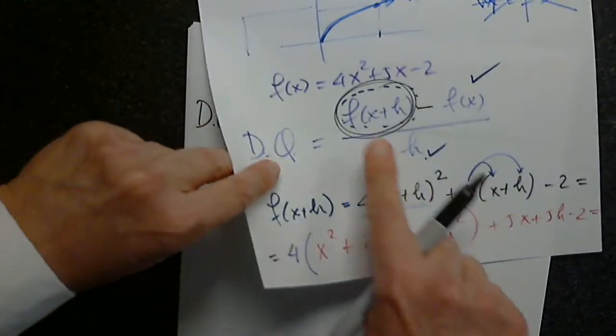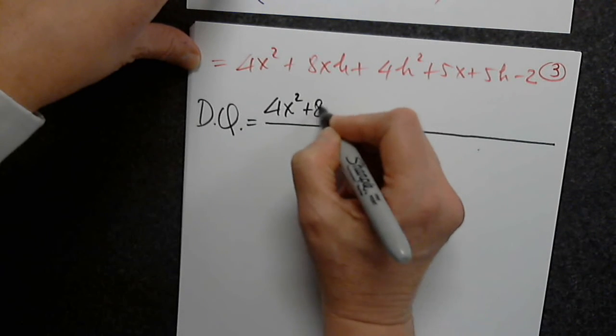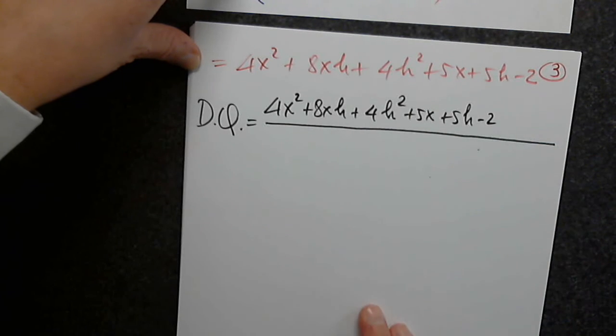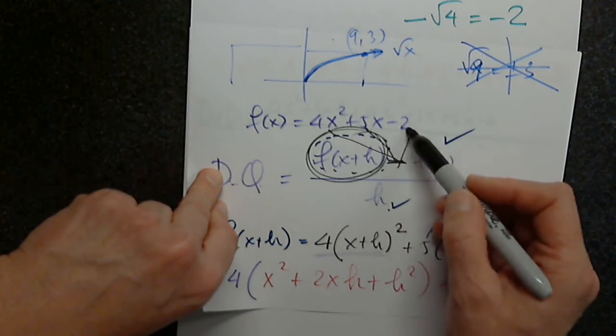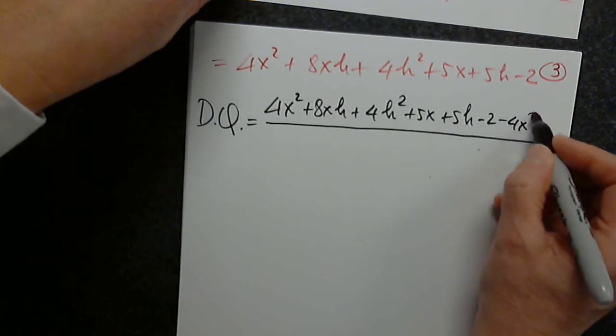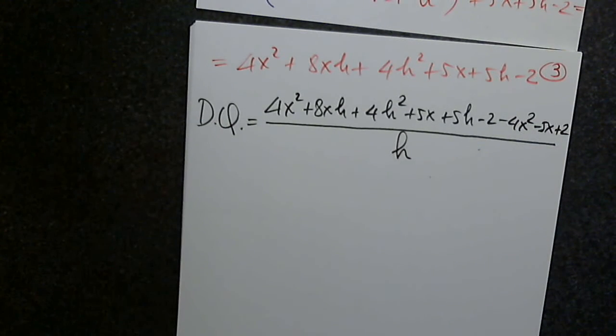So I copy, instead of f of x plus h, this whole thing. So 4x squared plus 8xh plus 4h squared plus 5x plus 5h and minus 2. Then the negative symbol needs to be distributed to these 3 terms. So I will write negative 4x squared minus 5x and plus 2, divided by h. Do we understand this step? Is this okay so far? Everyone? Any questions?